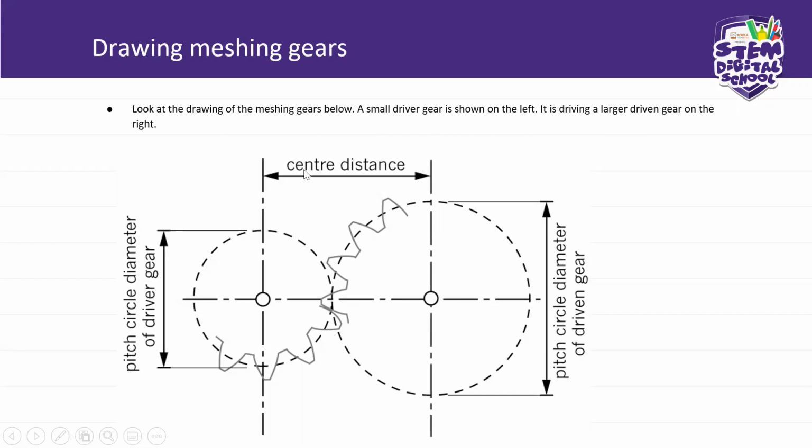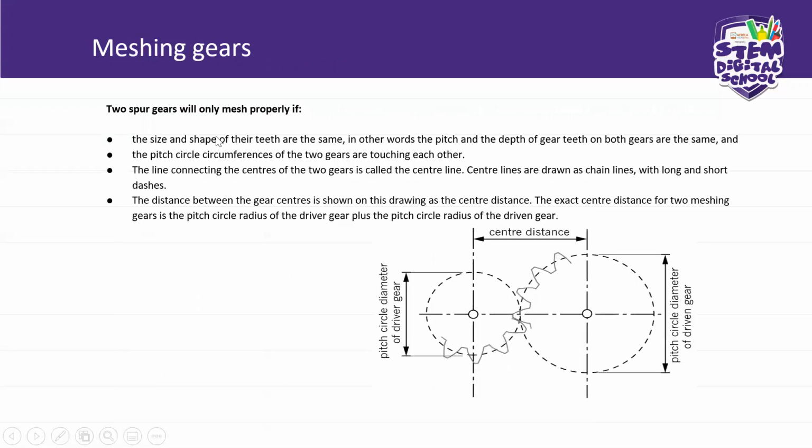So you measure these distances, the center distance, the pitch circle diameter of the driven gear, and the pitch circle diameter of the driver gear. And then you start drawing using your compass. The spare gears will only mesh properly if the size and shape of their teeth are the same. That's very important. If you look at these teeth, they are similar. In other words, the pitch and the depth of the gear on both gears are the same.